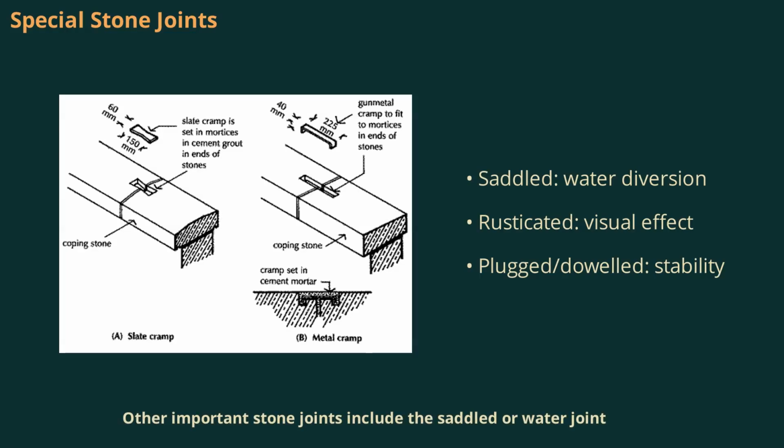Other important stone joints include the saddled or water joint, designed to divert water away from vulnerable areas, and the rusticated joint, where stone edges are sunk below the general level for visual effect. Plug joints use dovetail-shaped mortises filled with molten lead or cement grout, while dowel joints insert hard stone or metal dowels for added stability. Cramp joints use metal cramps to connect stones, especially in columns or where extra strength is needed. These joints enhance both function and appearance.